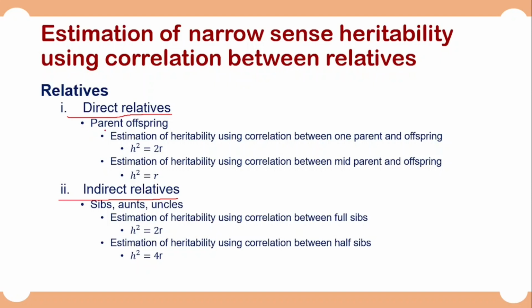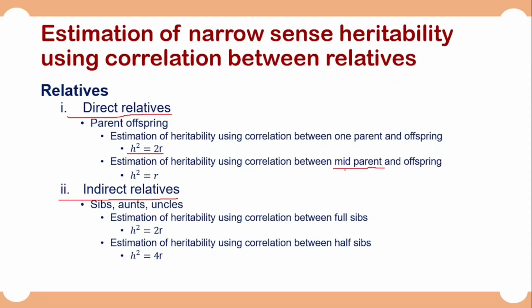If you have data on direct relatives, for example data on parents and offspring, you can use this data to estimate the correlation coefficient, and on the basis of that you can also estimate the heritability. So first, if we have the data on one parent and offspring, we can estimate the correlation coefficient between one parent and offspring, and then we can estimate the heritability, which would be twice the correlation coefficient.